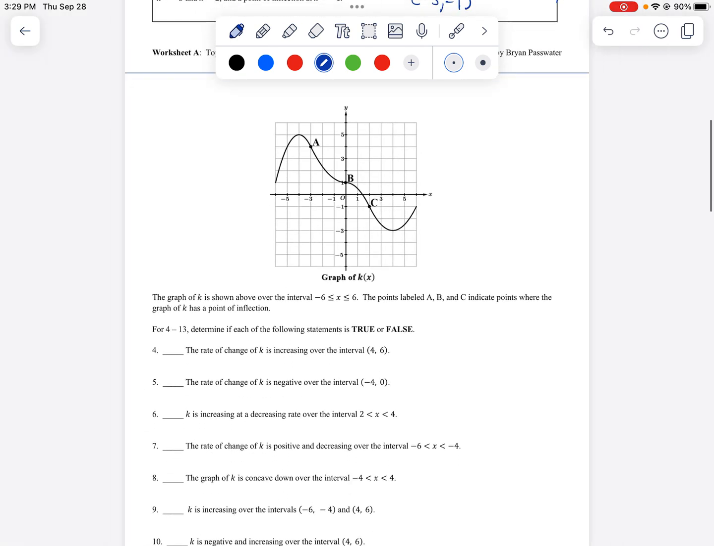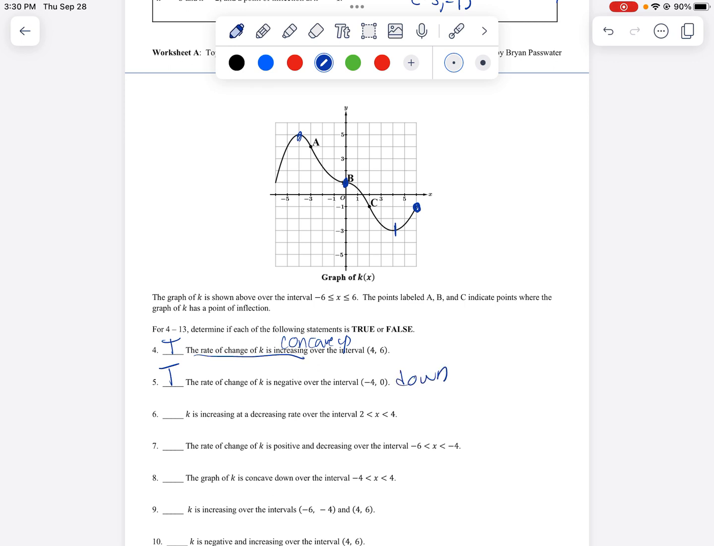So our second page looks at all of these here. Determine if it's true or false. The rate of change is increasing from 4 to 6. Well, is it increasing? The rate of change is increasing, yes, because that means it's concave up. The rate of change of k is negative from -4 to 0. Well, is that rate of change negative? Yes, because it's going down.